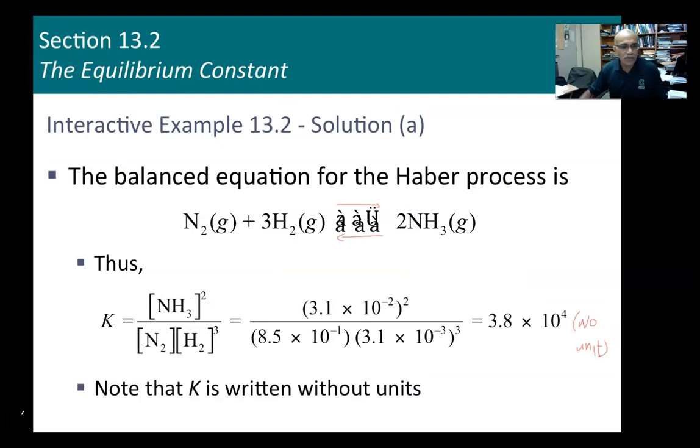Okay, let's continue. The equilibrium constant for this example that we're looking at is this value here, 3.8 times 10 to the power of 4, which is the ratio of the concentration of products raised to the coefficient over the concentration of the reactants raised to the coefficient and the product of that. So notice that no unit in terms of the value of the equilibrium constant.